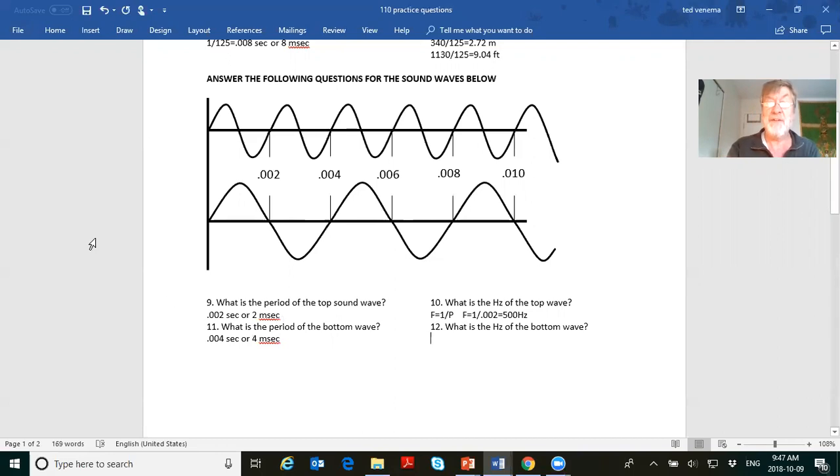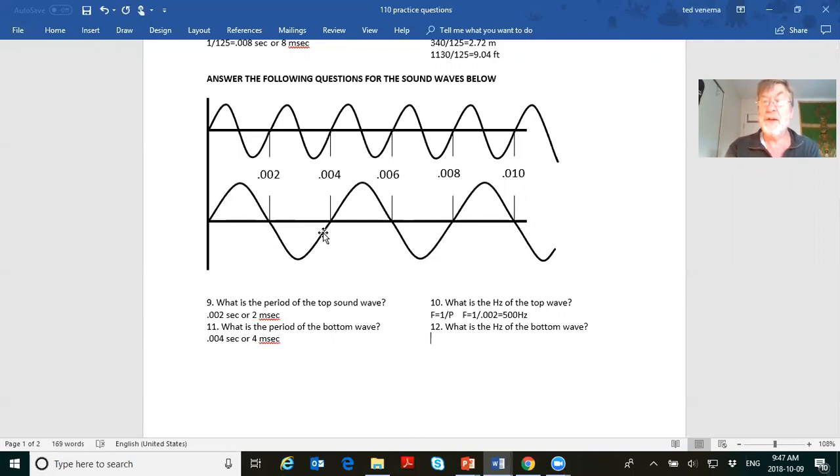Did you get number 11? What was the length of time to complete one cycle? What's the frequency of the bottom wave now? Okay, what's the frequency of the bottom wave?